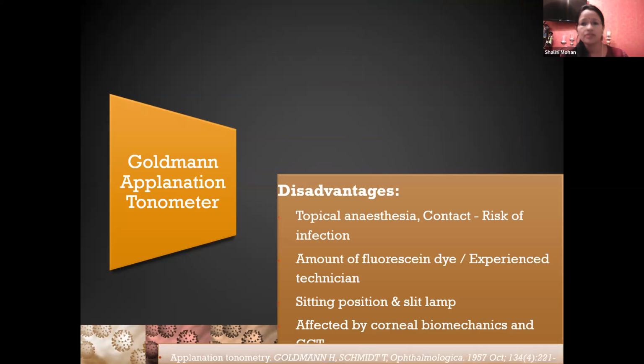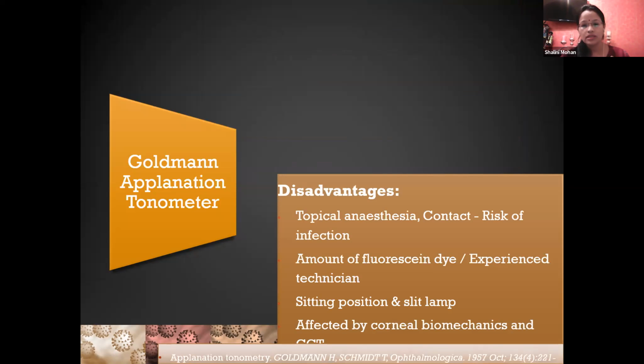But there are disadvantages because topical anesthesia is being used. It is a contact device. There's always a risk of infection. The amount of fluorescein dye, as I just showed you in various pictures, is very, very important. Then, it is attached to the slit lamp, so we require a sitting posture for our patient. If the patient is in a lying down posture, we are not able to do applanation. And then it is also affected by corneal thickness. We will see that in our slides later on.